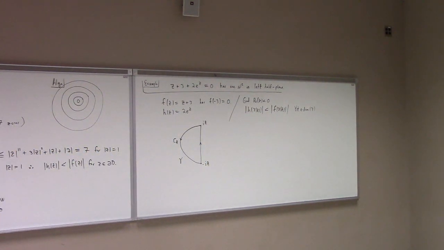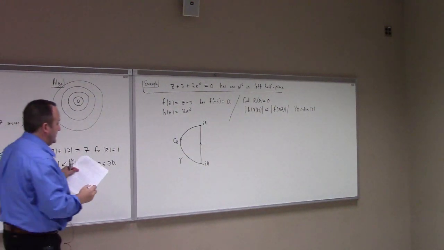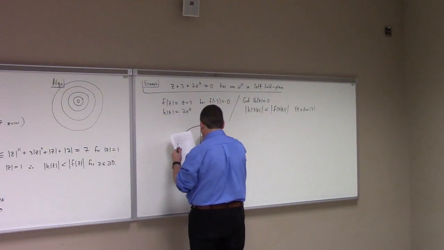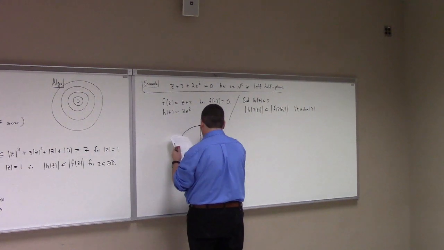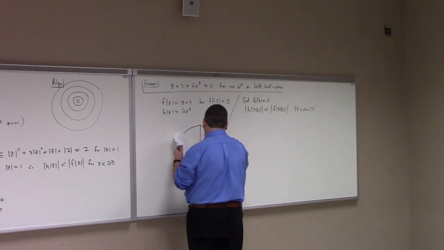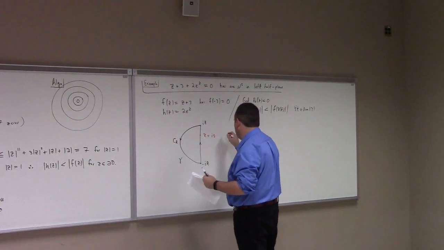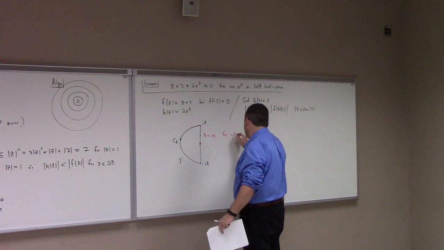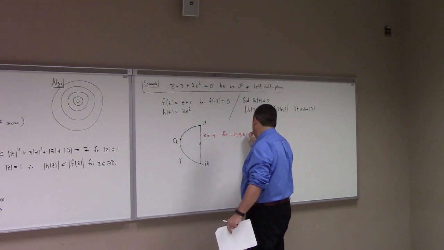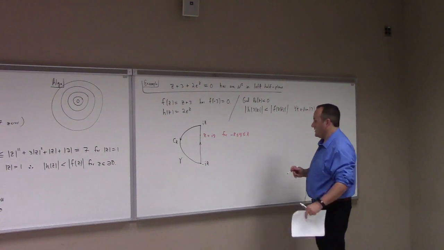Sorry, I keep forgetting what I'm doing. If I look at z on the vertical here, right? Something like that, z equals iy, right? For minus r less than or equal to y less than or equal to r. What can we say about that point?